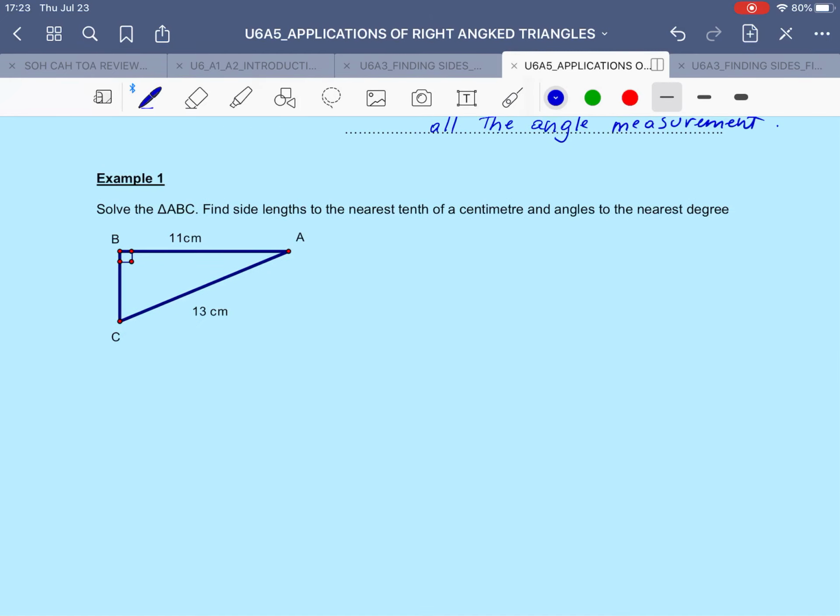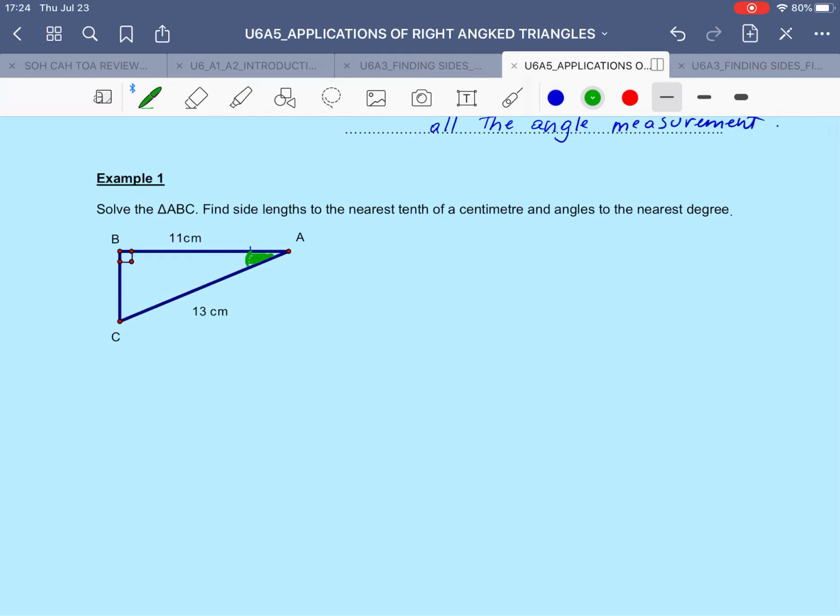In this example, we are given the triangle ABC, and we need to find the side lengths to the nearest tenth of a centimeter and angles to the nearest degree. So let's see what we got here. We got a right angle triangle. We know this is 90 degrees from the square. We know two side lengths. We don't know any of the angles or the other side. So I will make a decision and I will decide to solve for the angle A first.